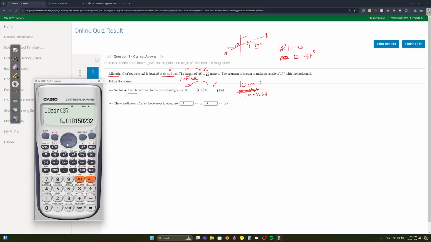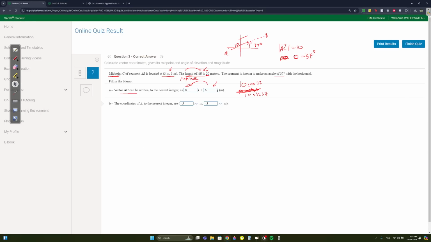You can just press recall, shift rec, and put in 10 and 37. You get the same thing.